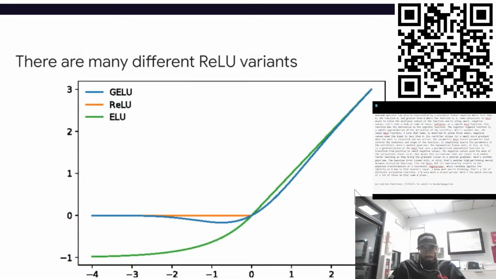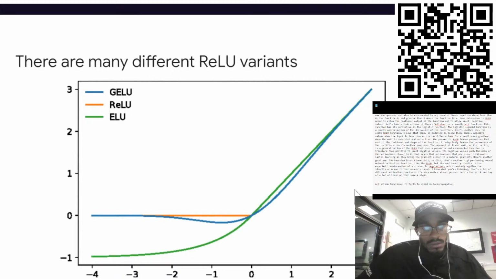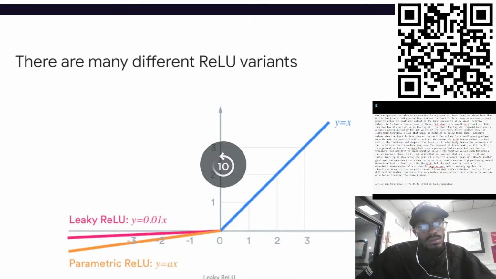Here's another good one. The exponential linear unit, or ELU, is a generalization of the ReLU that uses a parameterized exponential function to transform from positive to small negative values. Its negative values push the mean of the activations closer to 0.